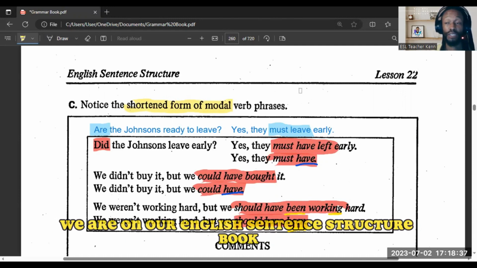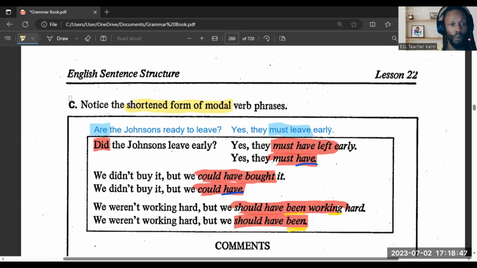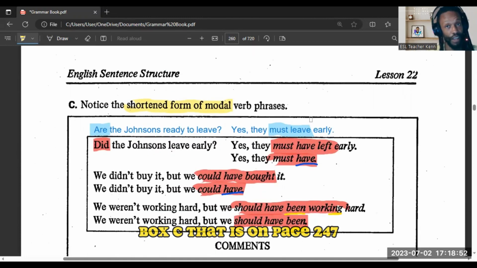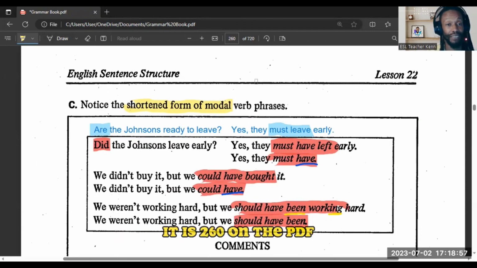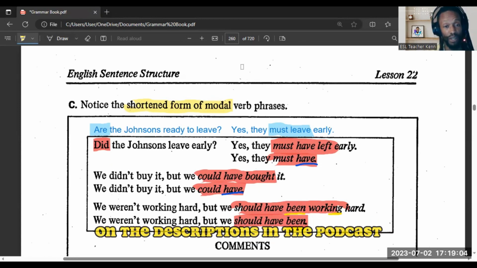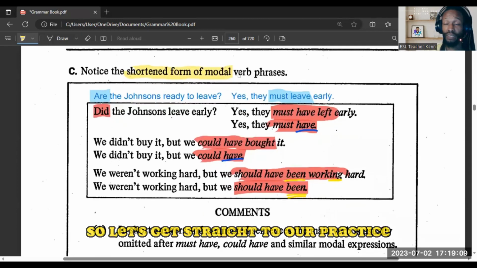We are on our English sentence structure book, on lesson 22, okay? So lesson 22, box C. That is on page 247 of the English sentence structure book. It is 260 on the PDF. Remember, the PDF file is available for everyone in the description of the podcast and also on the YouTube channel, okay? So let's get straight to our practice.